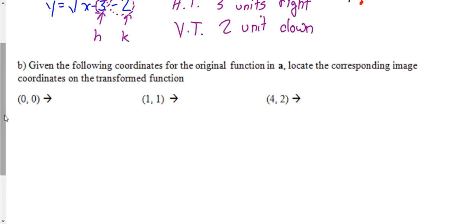In the next example here, we have given the following coordinates for the original function in A. Locate the corresponding image coordinates in the transformed function. So basically, find the answer. So this is your original. You're going to find the image, aka what happens after the transformation. We're going to try to find all the things that happen after the transformation. So how do we do that?